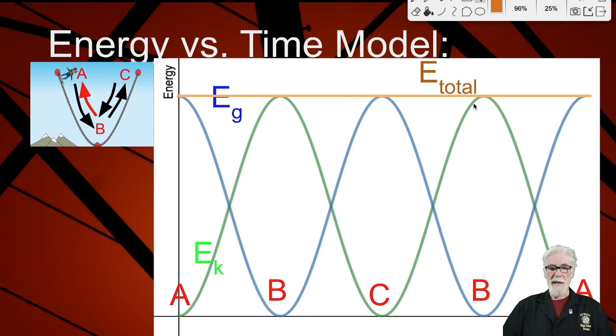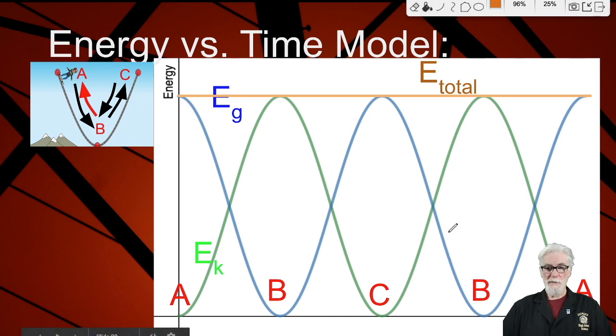Now it's easy to see why at A and B and C the E total is the same, because one of the values is always zero. Either EG is zero or EK is zero at those positions. But also in between B and C, or between C and B, or between A and B, at any point in time that we picked, if we took the height of the EK graph and the height of the EG graph and added them together, we would reach the total.